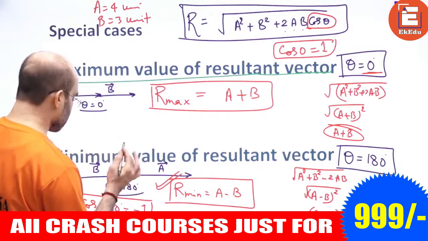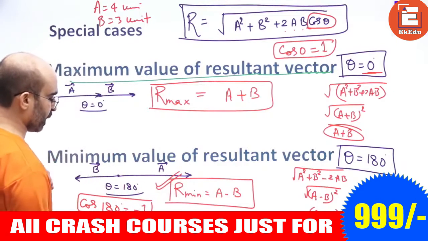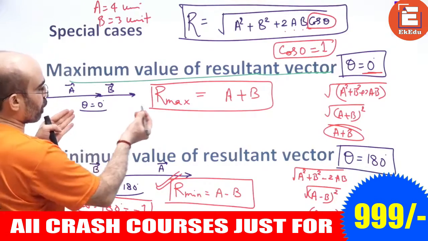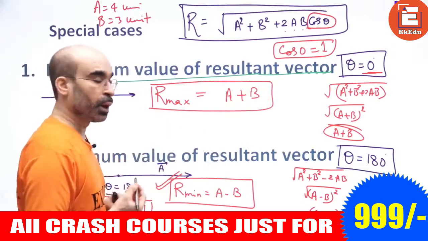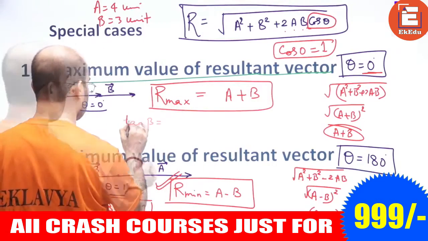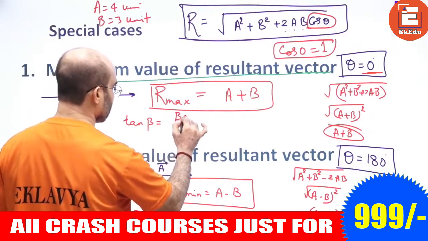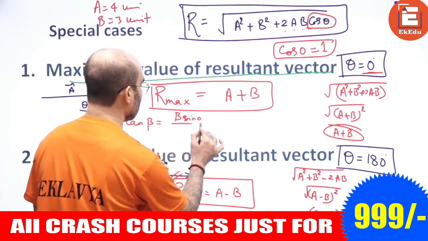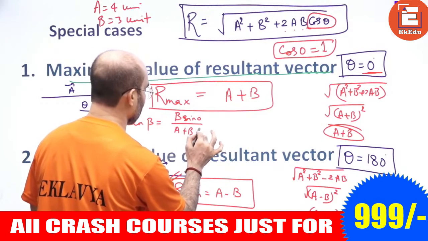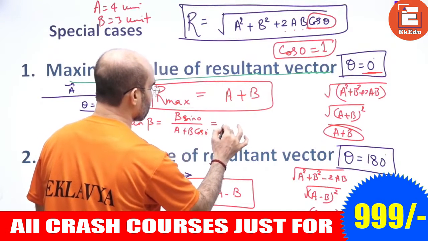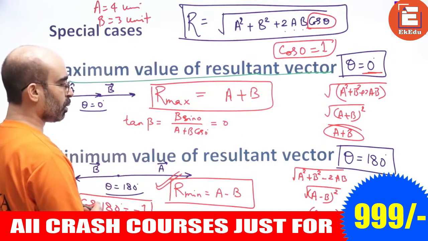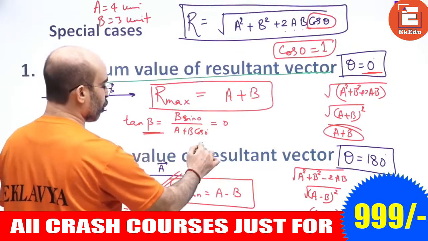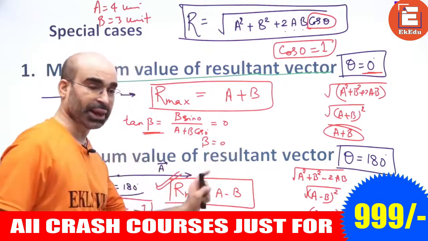Second thing that we need to understand here is the direction. What will be the resultant? Let us talk about the resultant. Tan beta equals B sine 0 degree by A plus B cos 0 degree. That means it is going to be 0. Right? So beta equals 0.